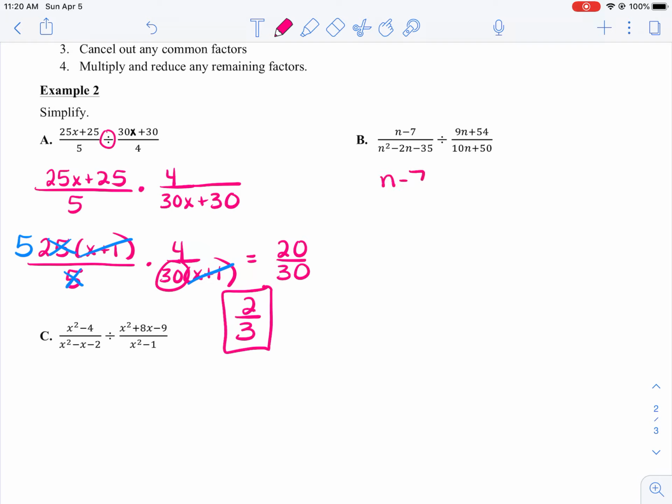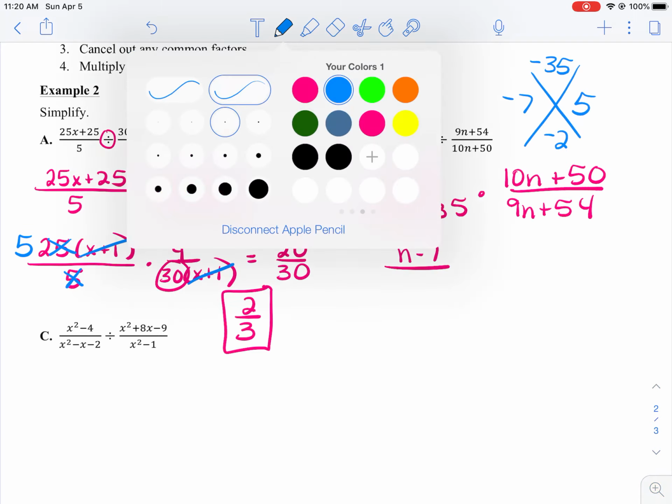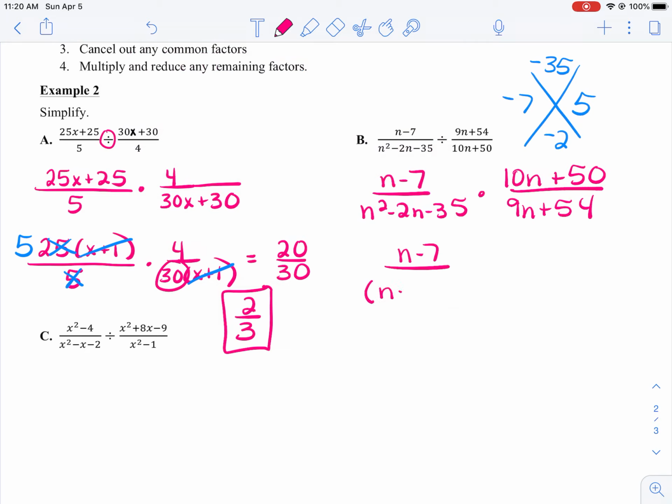Okay, let's try another one. Let's keep. And you can factor as you rewrite it if you want. Change, flip. All right, so now we can factor the first denominator. So I'm going to keep the n minus 7. I need two numbers that multiply to give me negative 35 and add to give me negative 2. So we can use negative 7 and 5. And so that first denominator becomes n minus 7 times n plus 5.